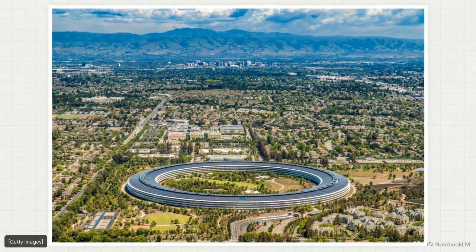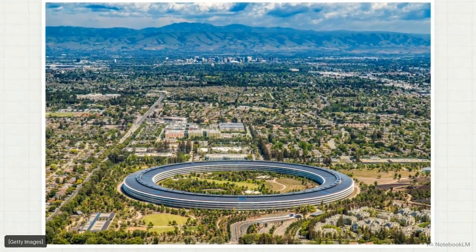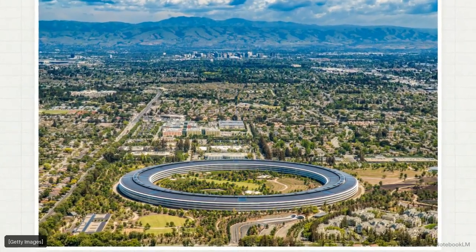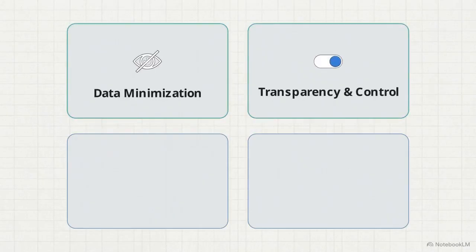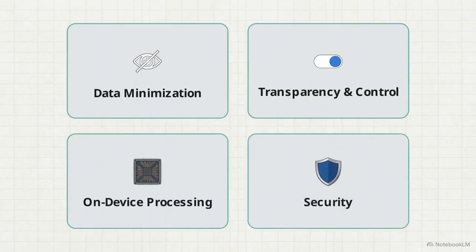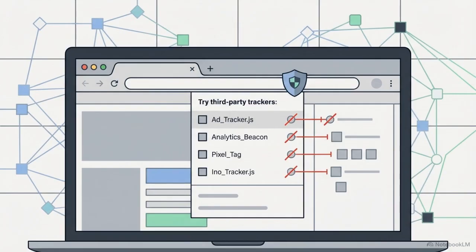Apple entered this landscape as a structural disruptor. Their approach is guided by the philosophy that privacy is a fundamental human right. 4 core principles dictate their design: data minimization, user transparency and control, on-device processing, and security. These principles break the extraction phase.